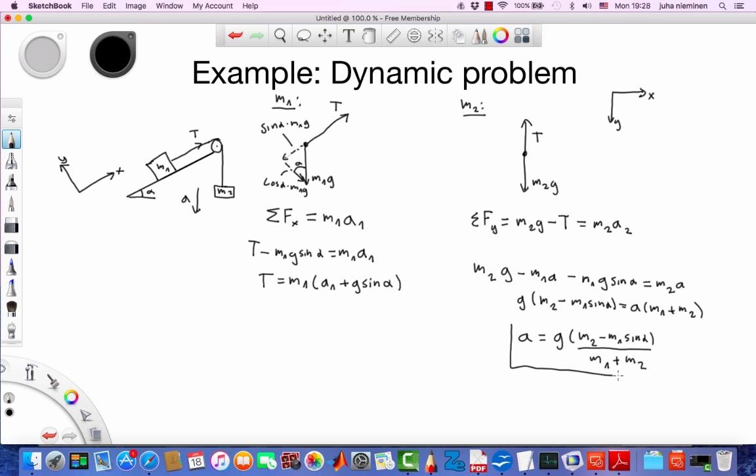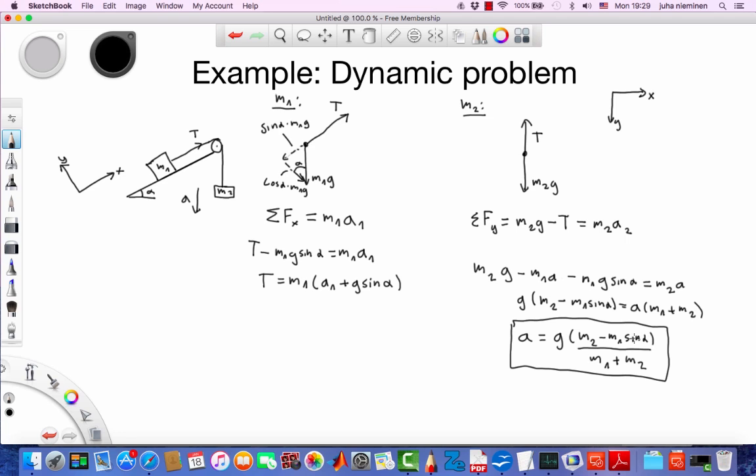So let's think for a while, does this result make any sense? Let's imagine there was no m1. So this one and that one would disappear, and the acceleration would be just g, because it would be m2 over m2, which means that the object would be in free fall. And that makes sense because there's no mass in the rope itself.